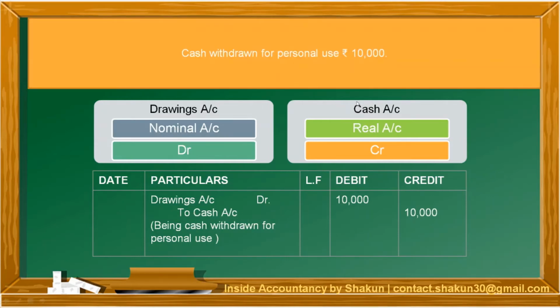Moving on. Now just look at this entry. This entry looks similar to the previous one. The only difference here is instead of withdrawing goods, the proprietor has withdrawn cash. So cash withdrawn for personal use.